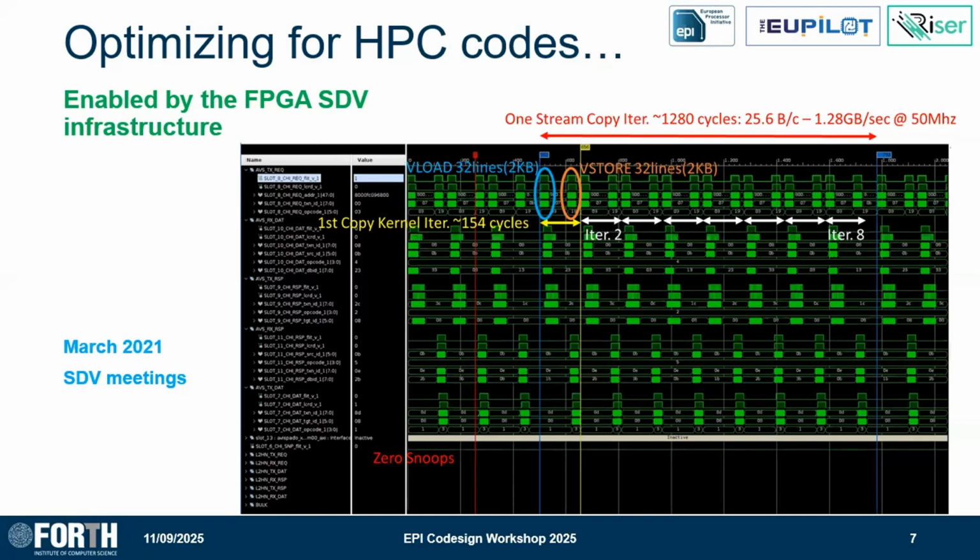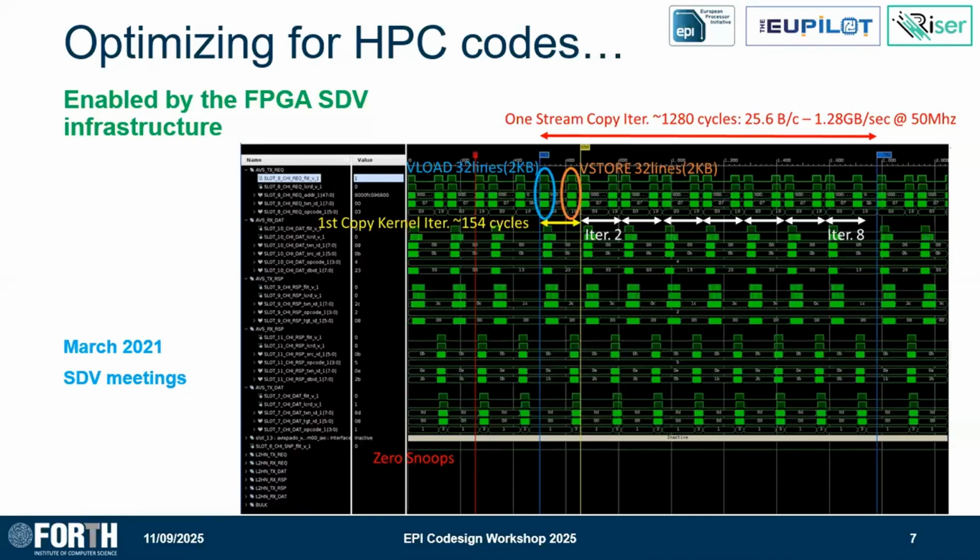Supposedly you should get something like the peak, 64 bytes per cycle. How much do we get? We get 25.6 bytes per cycle. And this is the designer's view, actually. It's not for the users. So it's all the protocol here, running the vectorized stream over Linux, right?